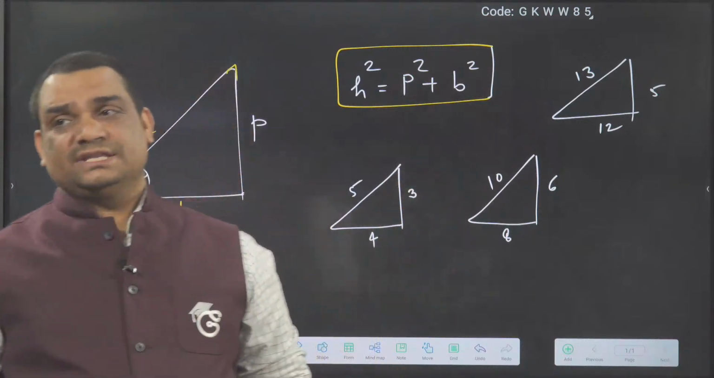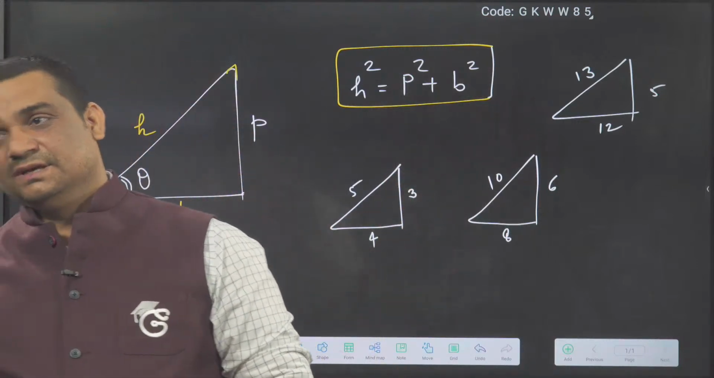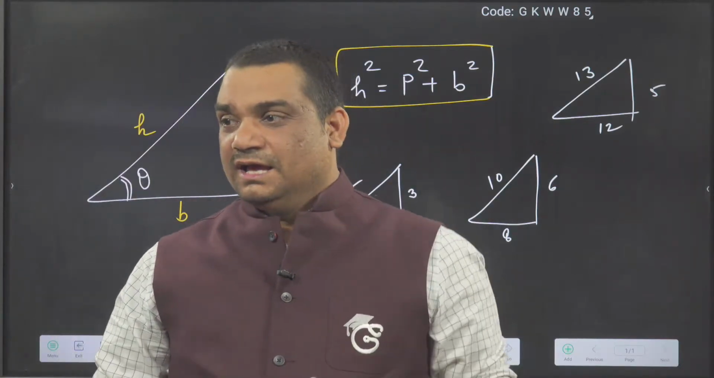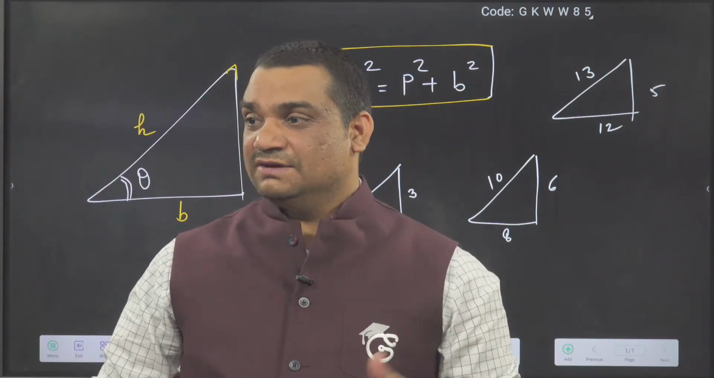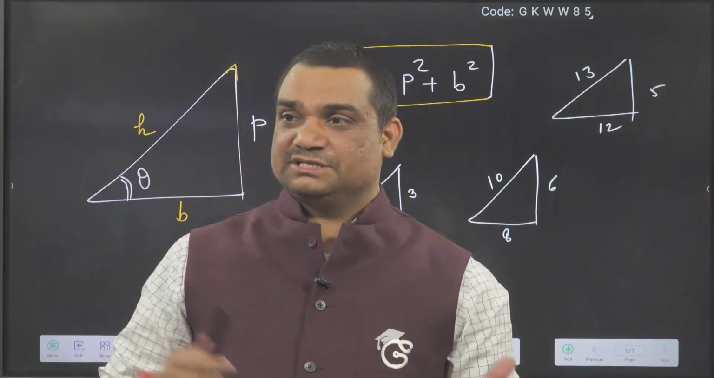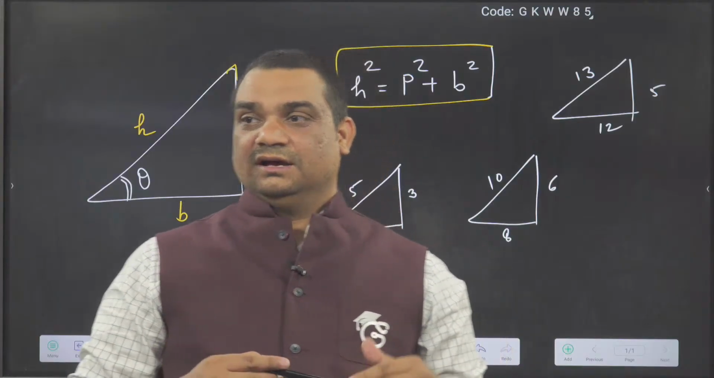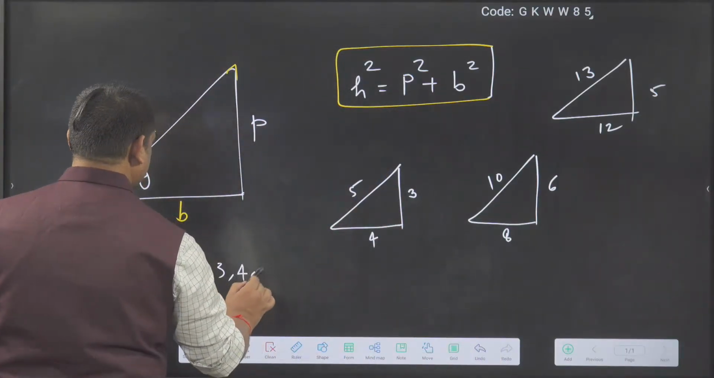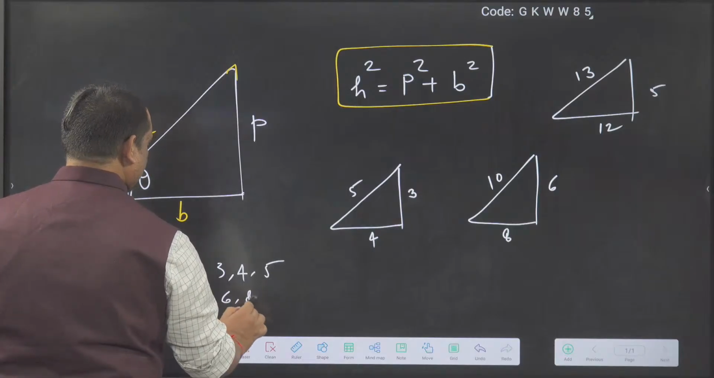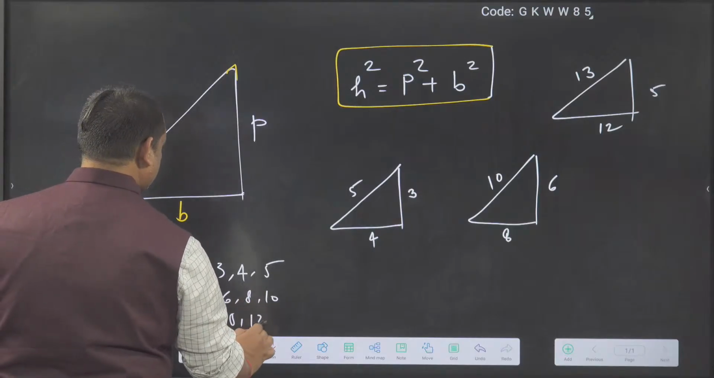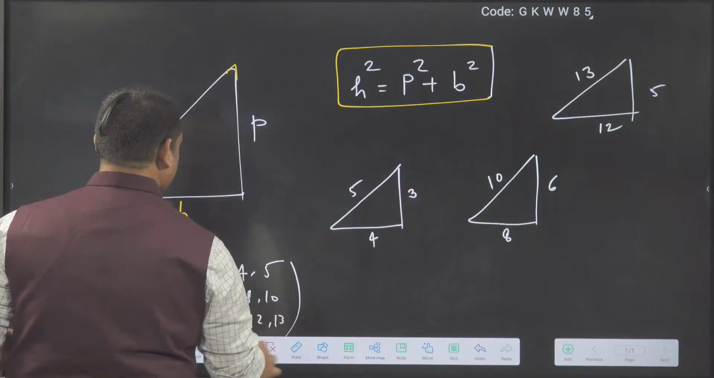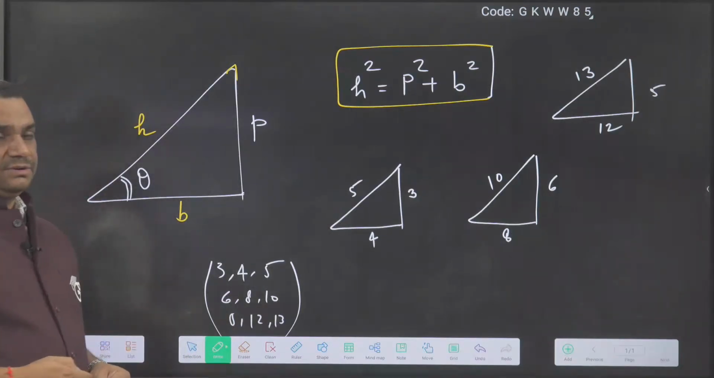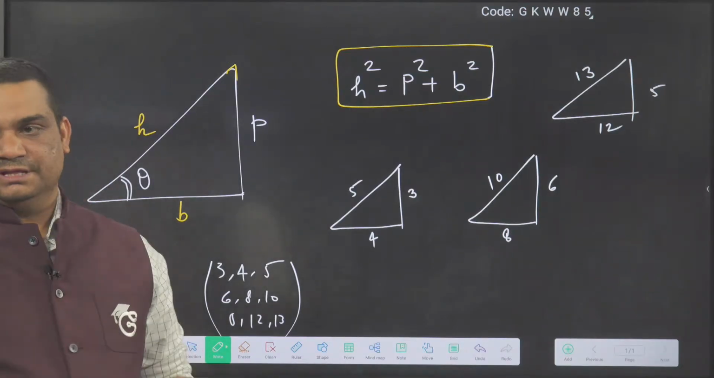Otherwise, we can use h square equal to p square plus b square. Another one is 7, 24, 25. Like this, some standard triplets are there: 3, 4, 5, then 6, 8, 10, then 5, 12, 13, and another will be 7, 24, 25.